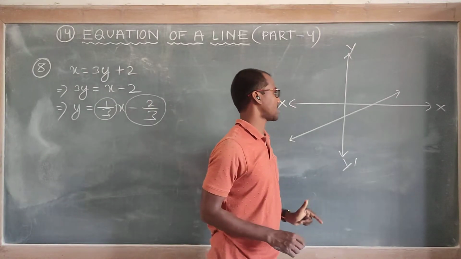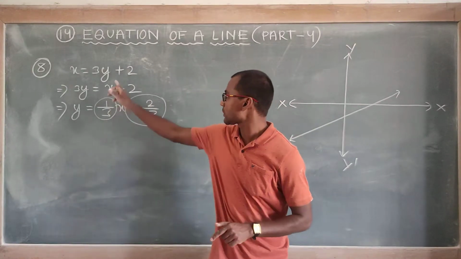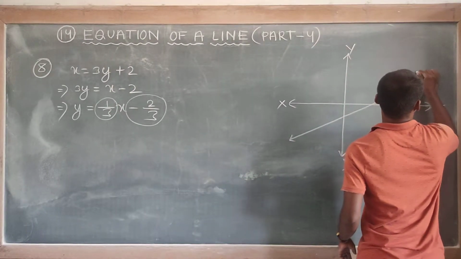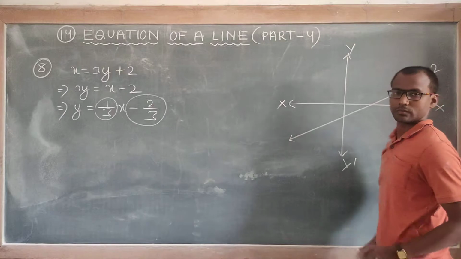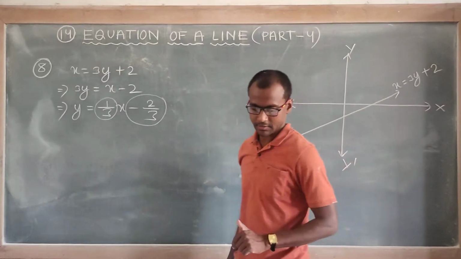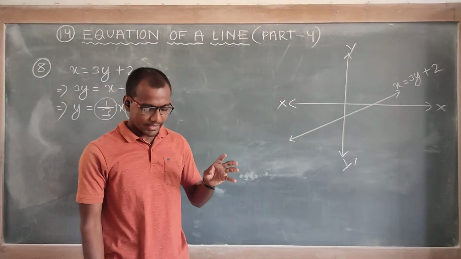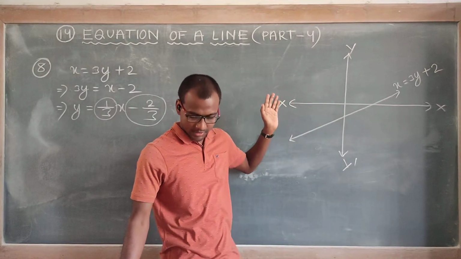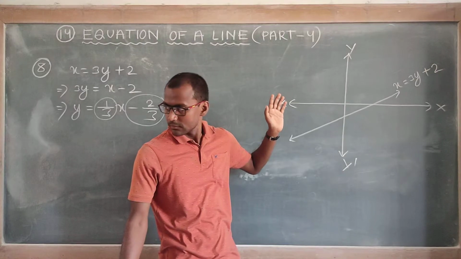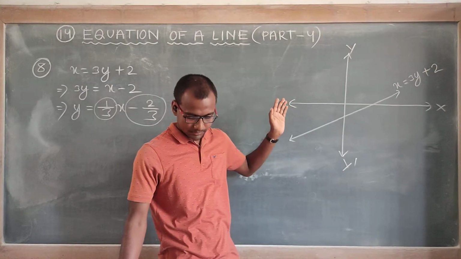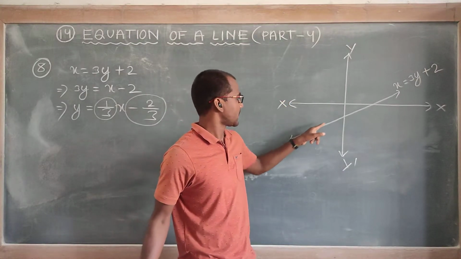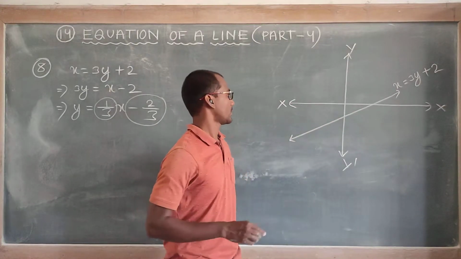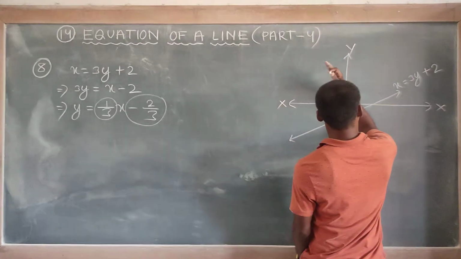So x axis, y axis, and this is the line whose equation has been given: x is equal to 3y plus 2. Then a line through origin means this point. This is the origin. A line through the origin meets this line at point X at right angles. So definitely the line would be like this.